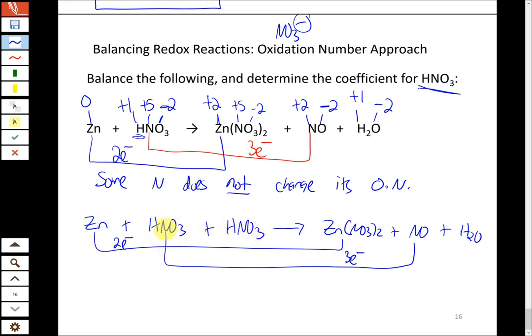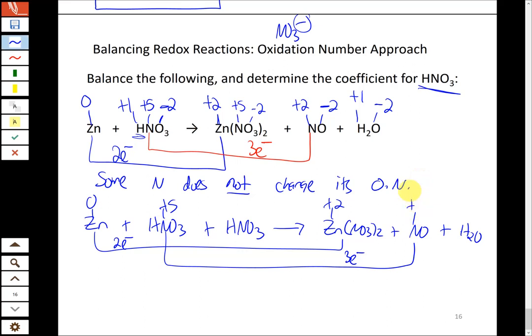So we're going to put a coefficient in front of HNO3 to make sure that the number of electrons that are transferred are the same. And then at the end by inspection, we're going to add more HNO3 to make sure that all the atoms are balanced. All right, so when we do this, what we see is that the zinc to zinc 2+, again, that's going from 0 to +2. That's a 2 electron change, and this is going from +5 to +2, which is a 3 electron change.